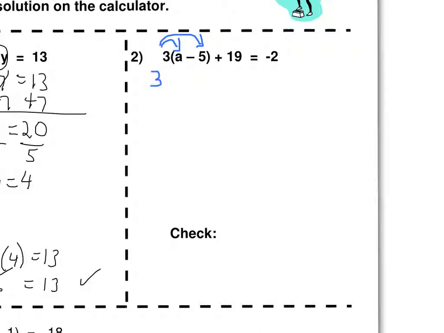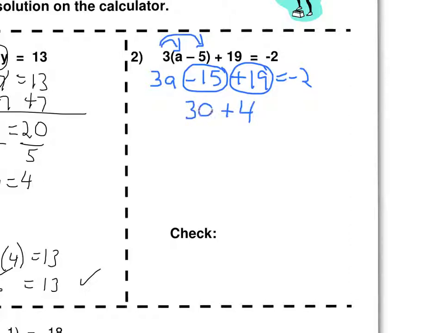So we have 3a, 3 times a negative 5 makes negative 15, plus 19 equals negative 2. Now we combine like terms. Don't forget to do this part. So combine the negative 15, positive 19. That makes positive 4. Bring down the 3a. So you have 3a plus 4 equals negative 2. Then I have a two-step equation. So your whole goal every time is to work it down to a two-step equation.